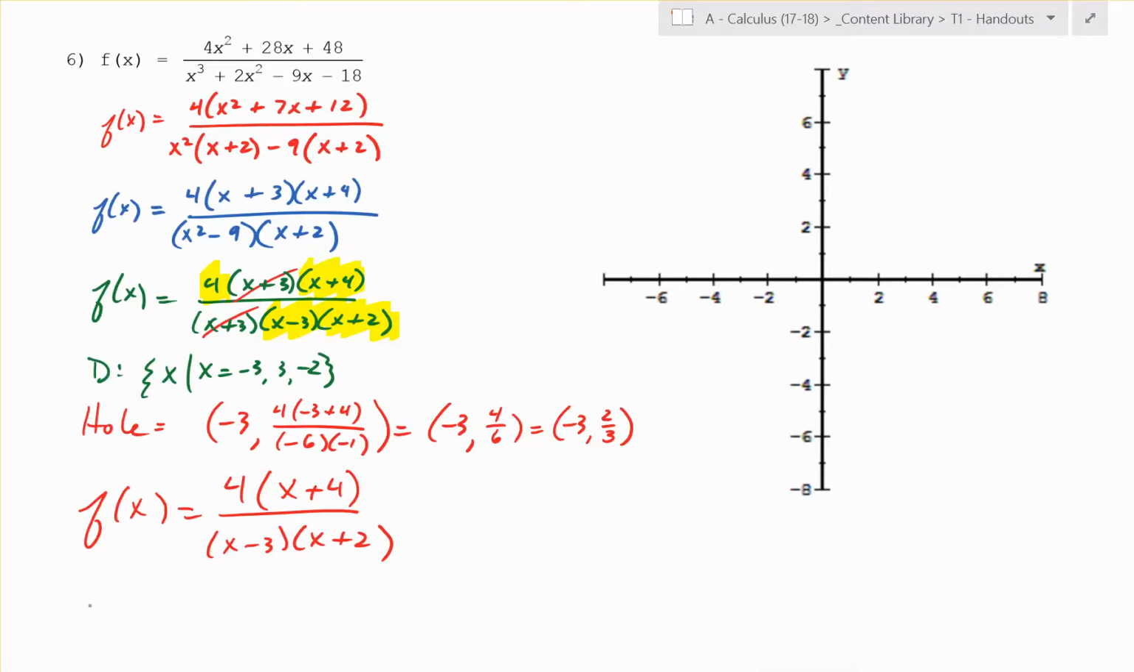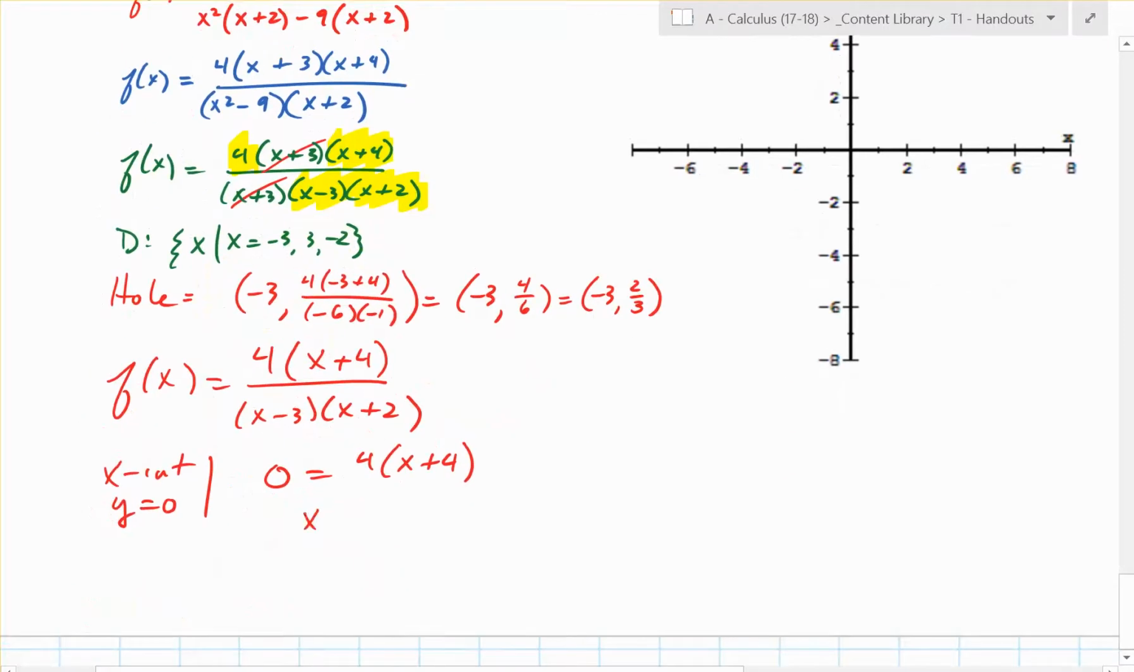Intercepts? Okay. So the x-intercept is when what? Y equals 0. So that's when 0 equals this, right? The numerator. Yeah. The only way to make a fraction equal to 0 is for the numerator to be 0. So therefore, x has to be? -4. So we can plot that. That's right there, right? Do you agree? Yes. Okay.